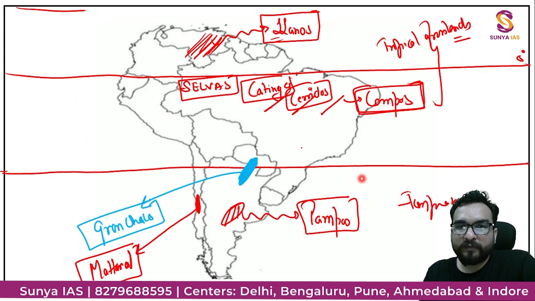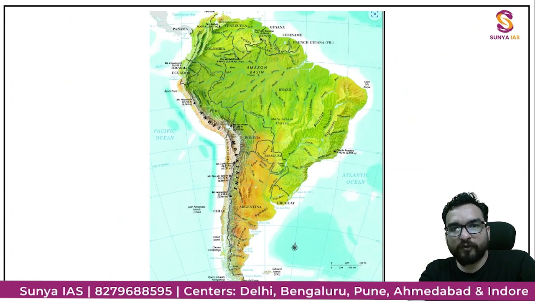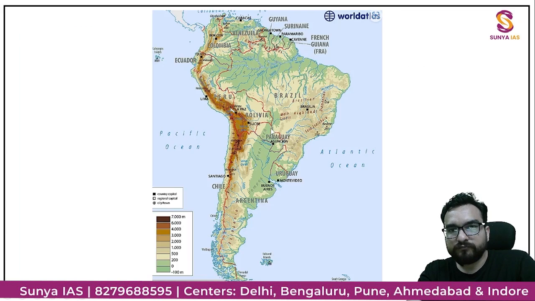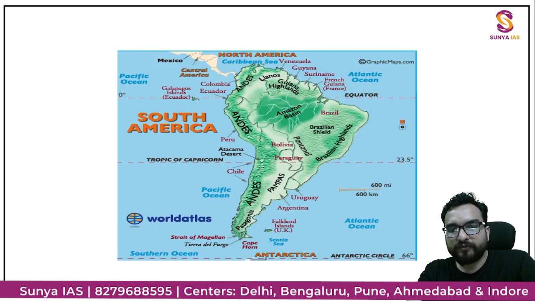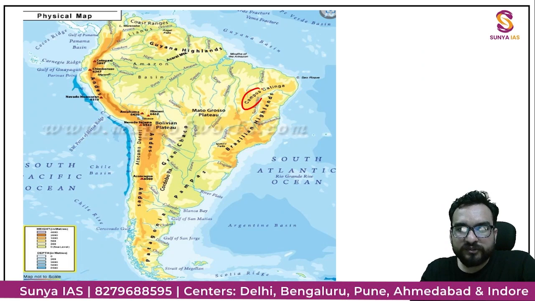I have told you Gran Chaco, Pampas, Caatingas, Cerrados, Campos, Llanos. Now let me show you in the map also. Over here you will see, let me show you in the map, just wait. Can you see this Campos, Caatinga?